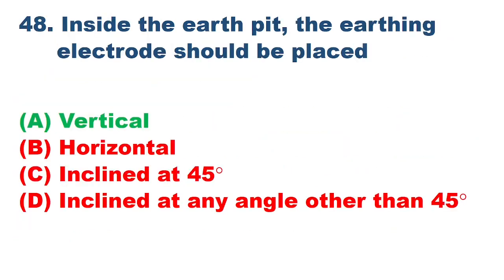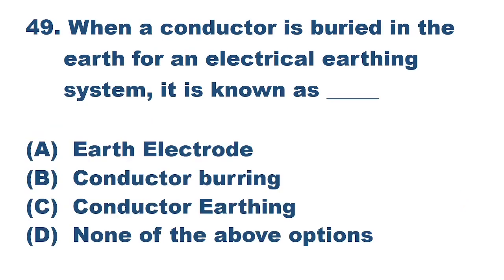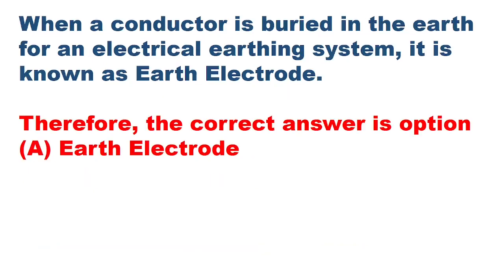So here we can see inside the earth pit, the earthing electrode should be placed, option A, vertical, is the right answer. Then we'll go to the next question. When a conductor is buried in the earth for an electrical earthing system, it is known as, option A, earth electrode, option B, conductor burying, option C, conductor earthing, option D, none of the above options. So here option A is the right answer, that is earth electrode.